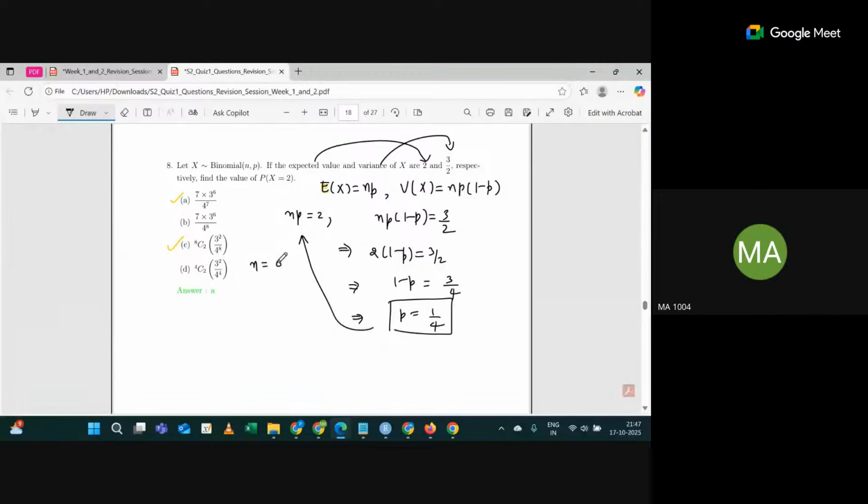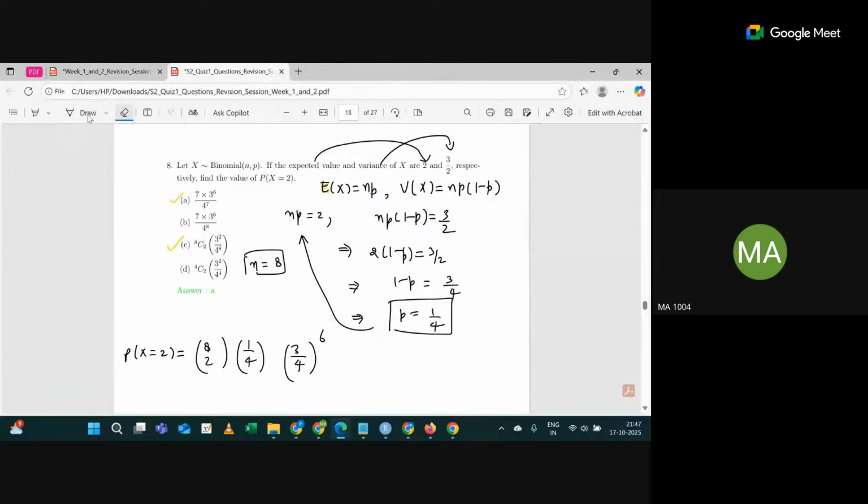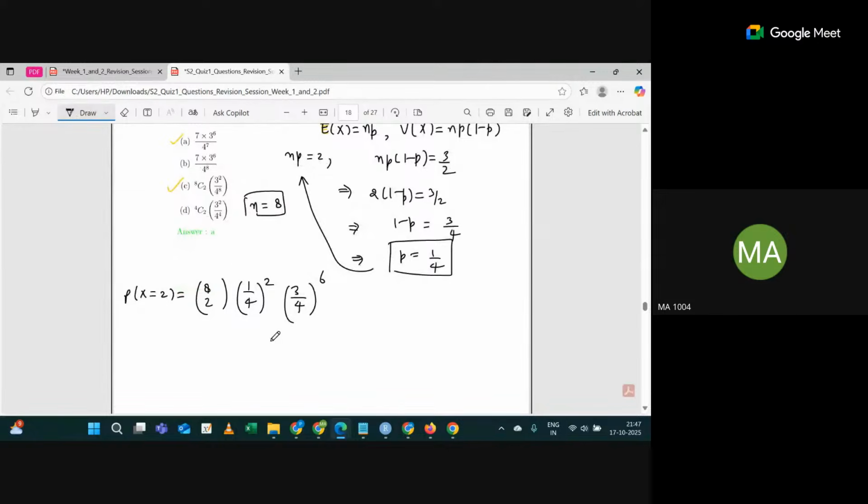Correct? Now, x equals 2. So basically it should be 8C2, yes or no? nCx, and p raised to the power x and (1 minus p), which is 3/4 raised to the power 6, right? Am I right? So basically you have to solve this. If you solve this, you will get the correct answer, which is A, okay?